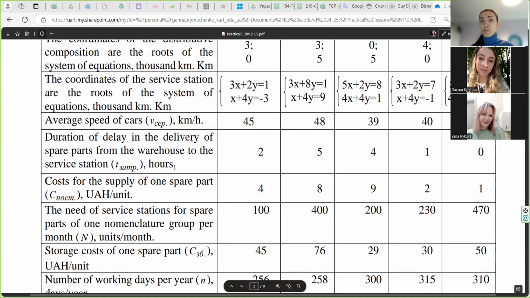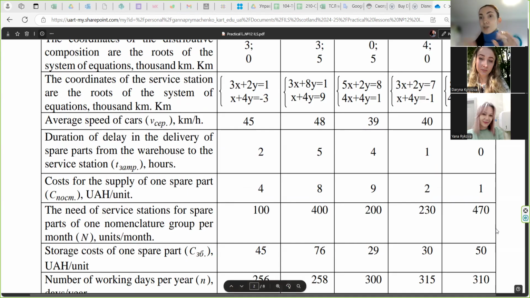So how much time do we need for it? Cost for the supply of one spare part is in UH per 1 unit. We also have this information: the need of the service station for spare parts of one nomenclature group per month. So how many units per 1 month we need.